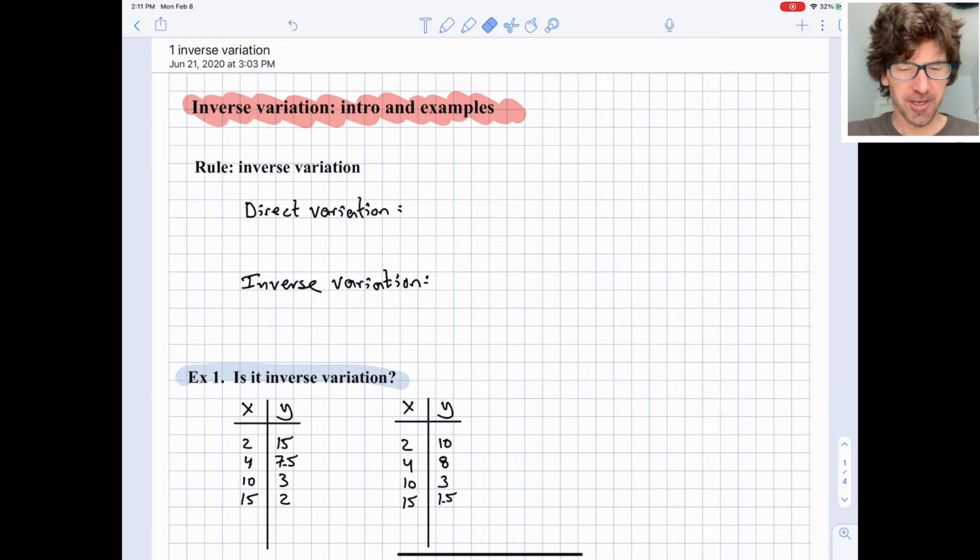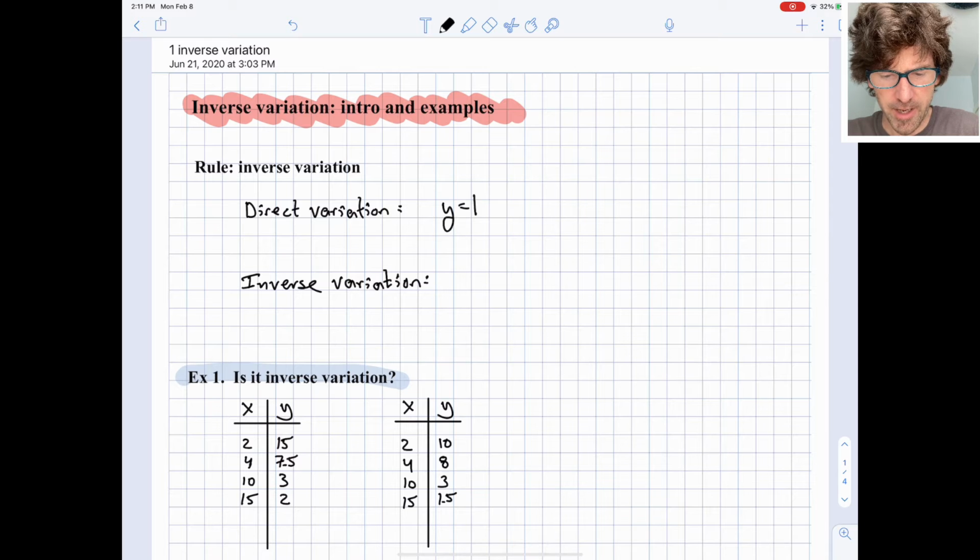All right, this is a video on inverse variation, and we'll start with an introduction and then do a few solved examples. As a reminder, before we get into inverse variation, I want to remind you about direct variation, something you have actually been working with for quite a while.